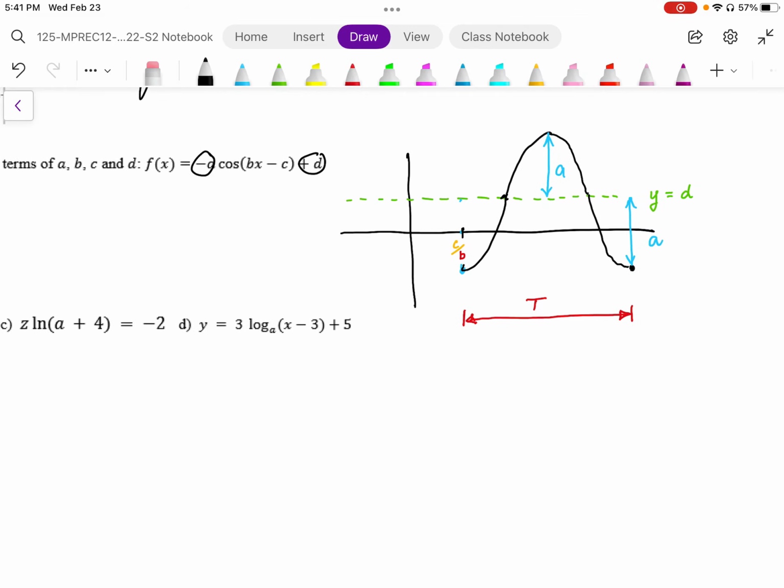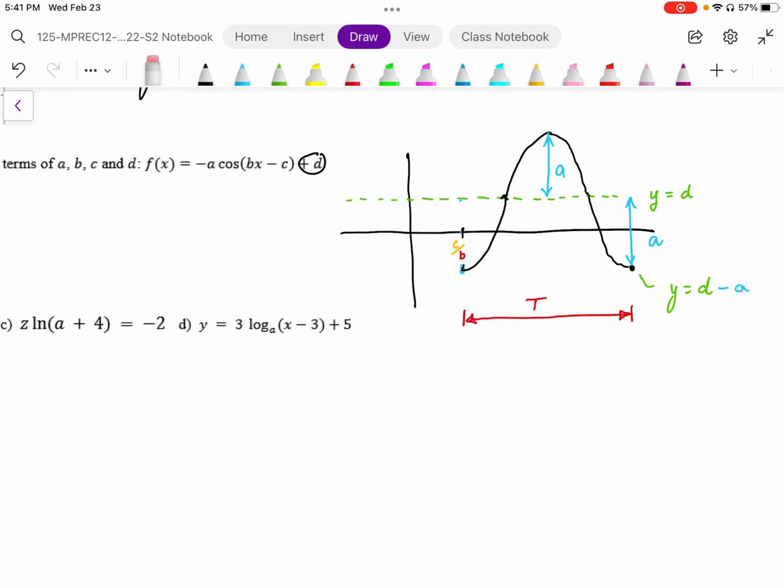If we start at d and go down a, we end up with our minimum coordinate. So the minimum coordinate here, the y coordinate anyways, is going to be d, and then we're going to go down a. Okay, so that's our solution for this question.